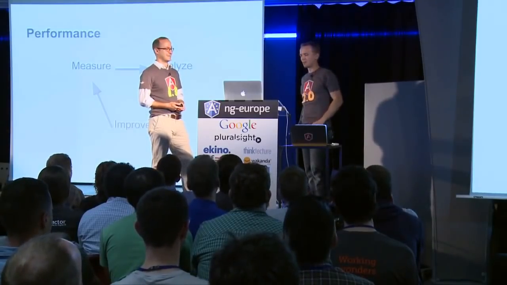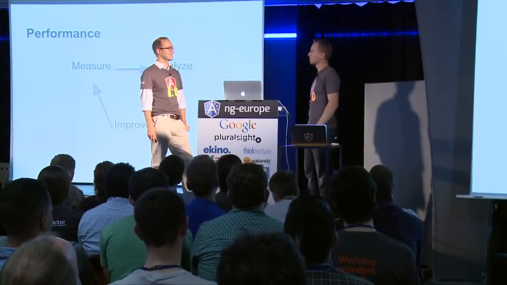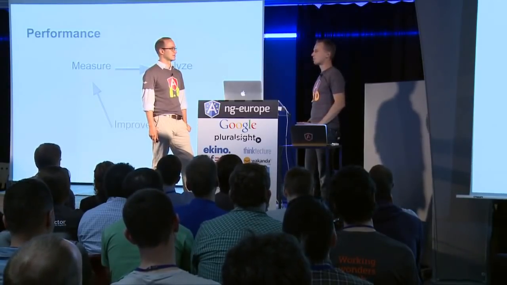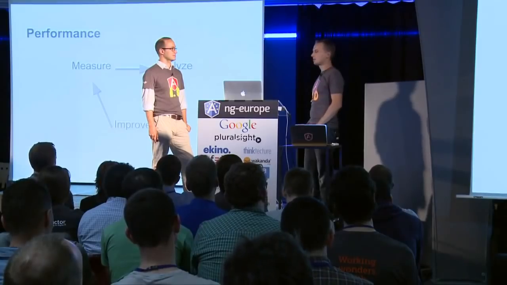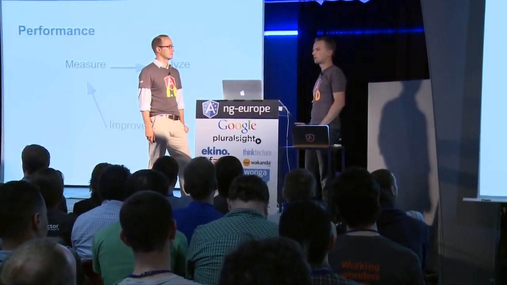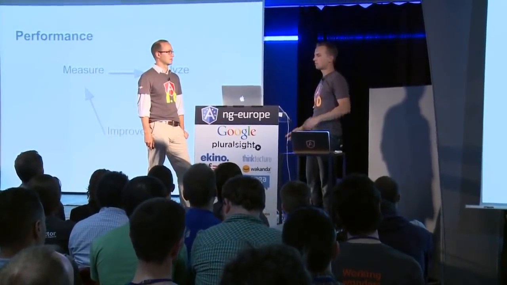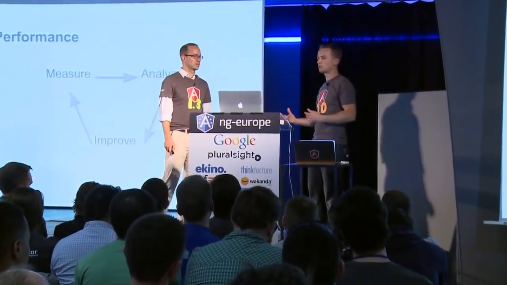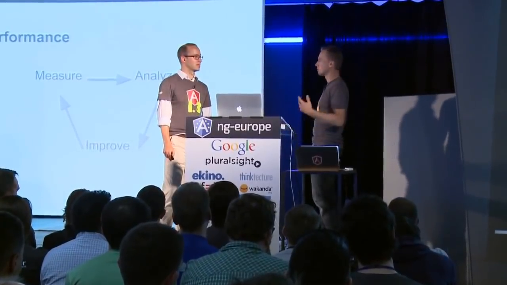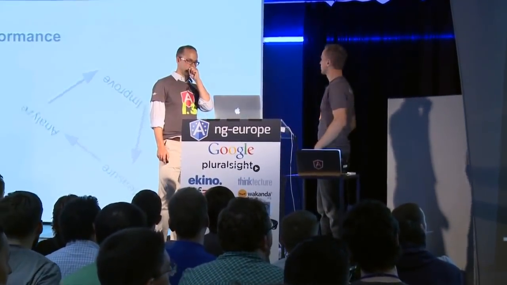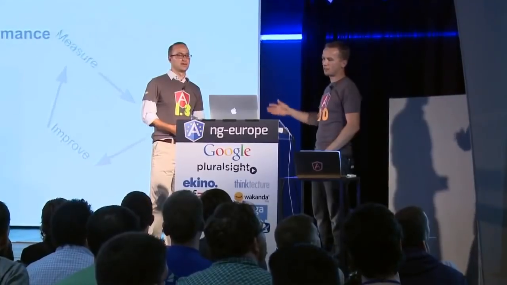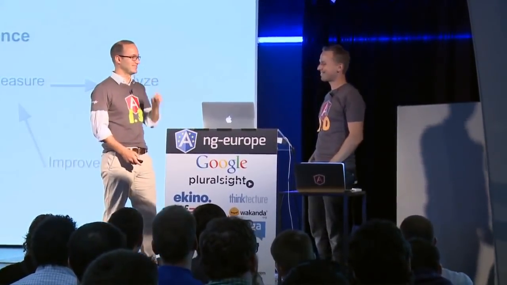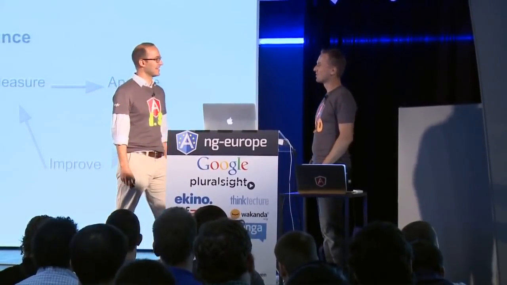Well, one thing that we learned while we were improving performance in 1.3 is that performance is really not a single or one-time task. It's really a process that you have to go through and you have to build into your development cycle. And this process has several stages. We usually just measure, we try to analyze what's going on, and then we improve. And we have to bake this process into the development cycle, so that things get faster and faster and faster. Okay, that's cool. I like this.